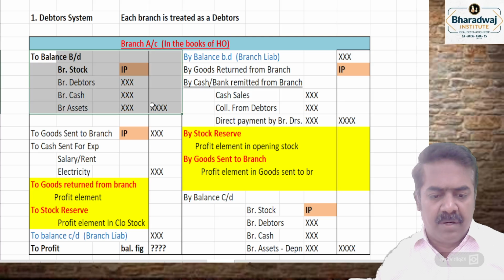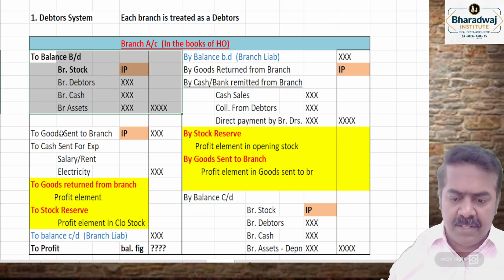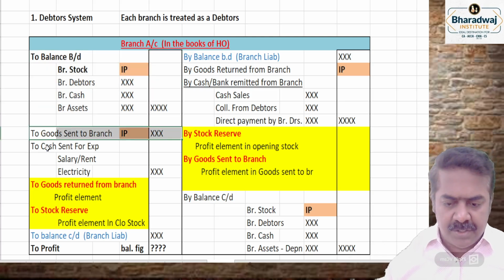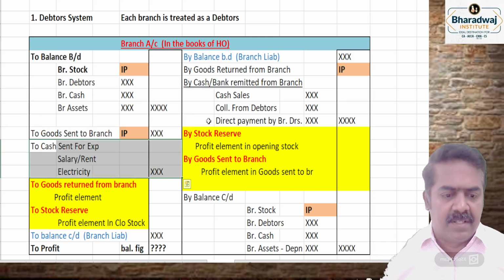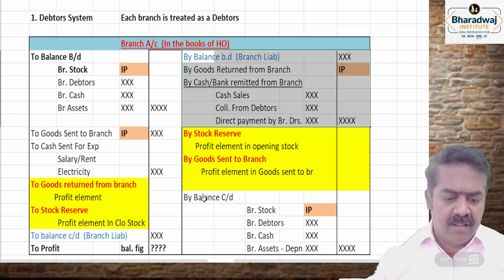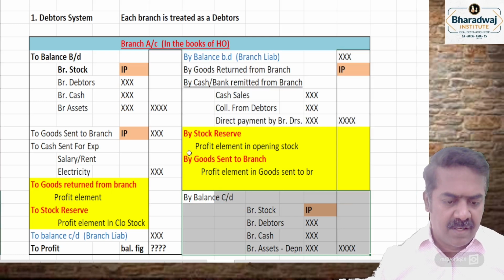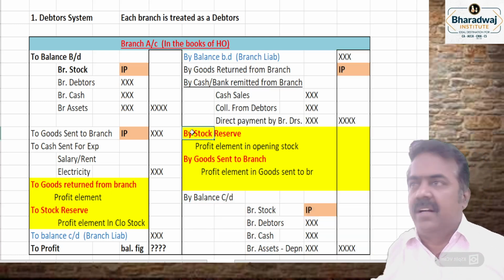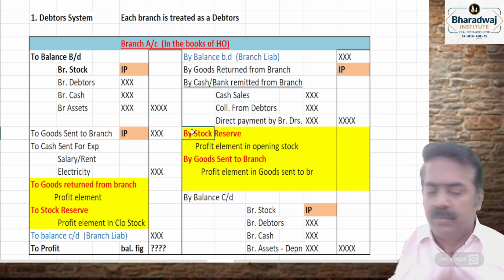On the debit side, we record the opening balance of all assets at the branch, goods sent to branch, and all the cash sent for expenses. Likewise, whatever is received from branch, we credit the giver. Then we record the closing balance of assets. If goods are sent at invoice price, we remove the profit. How to remove the profit?